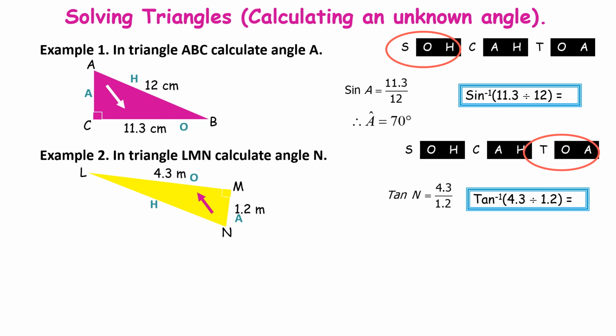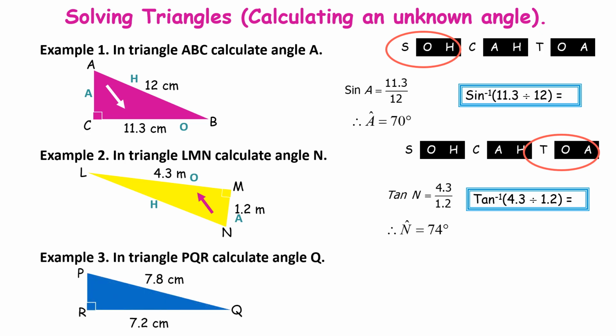So shift tan 4,3 divided by 1,2, or you can use your fraction button, 4,3 over 1,2, and you end up with 74 degrees. Let's try one more. In example 3, we want to calculate angle Q.